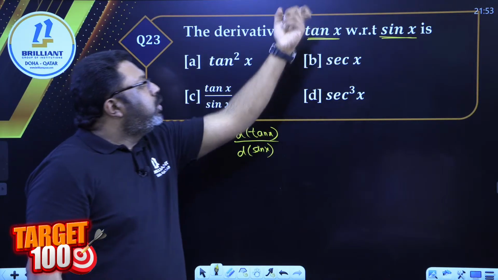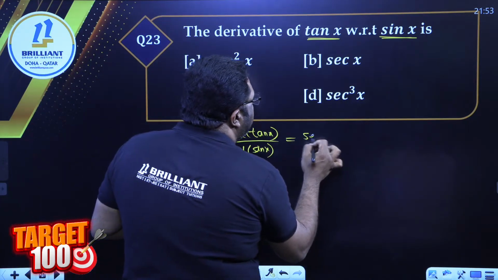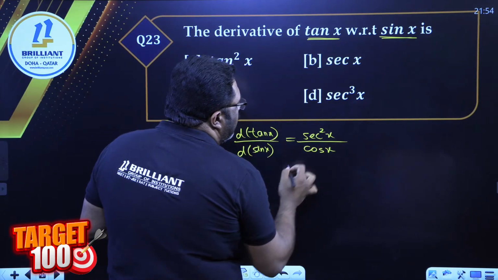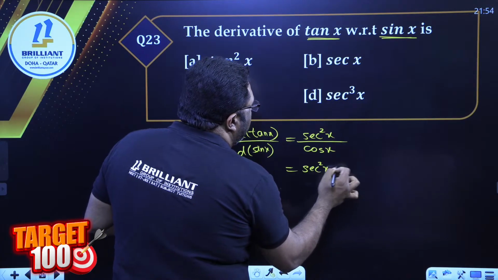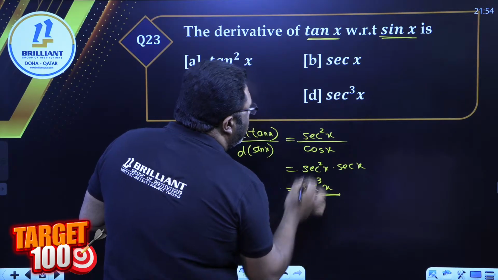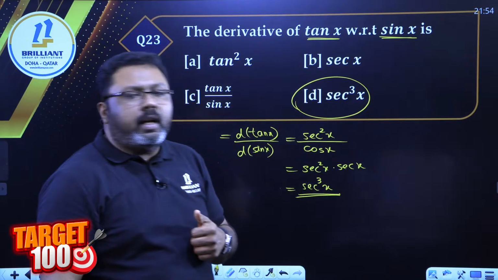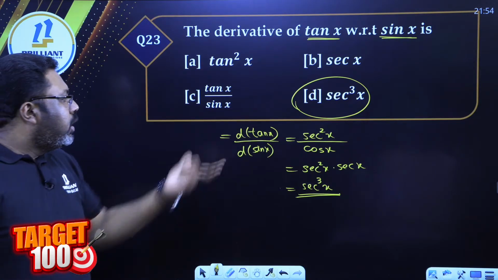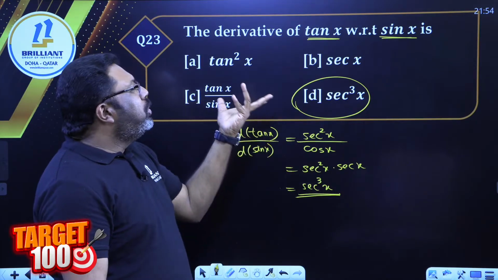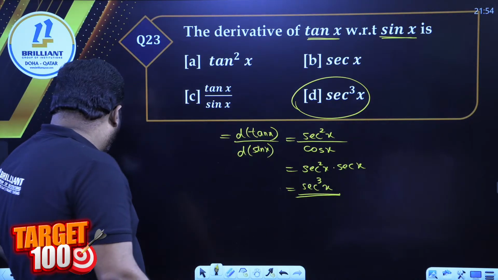When a function is with respect to another, simply do the derivative of the first function divided by the derivative of the second function. Derivative of tan x, sec squared x. Derivative of sin x, cos x. The reciprocal of cos x is sec x. So sec squared x into sec x, sec cube x. Option D. Right answer Hanan, Fahad, Prapti and Faris. It's sec cube x. Once again, when you're differentiating a function with respect to another function, don't call u, v and all. It's MCQ. Derivative of the first divided by the derivative of the second. Okay?